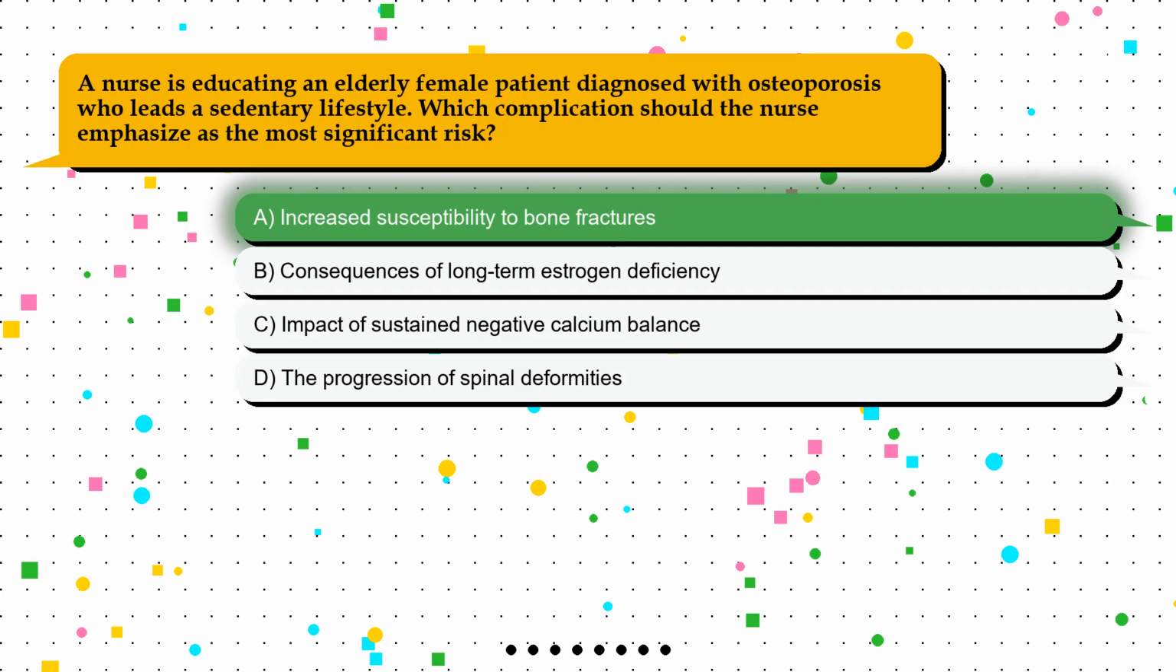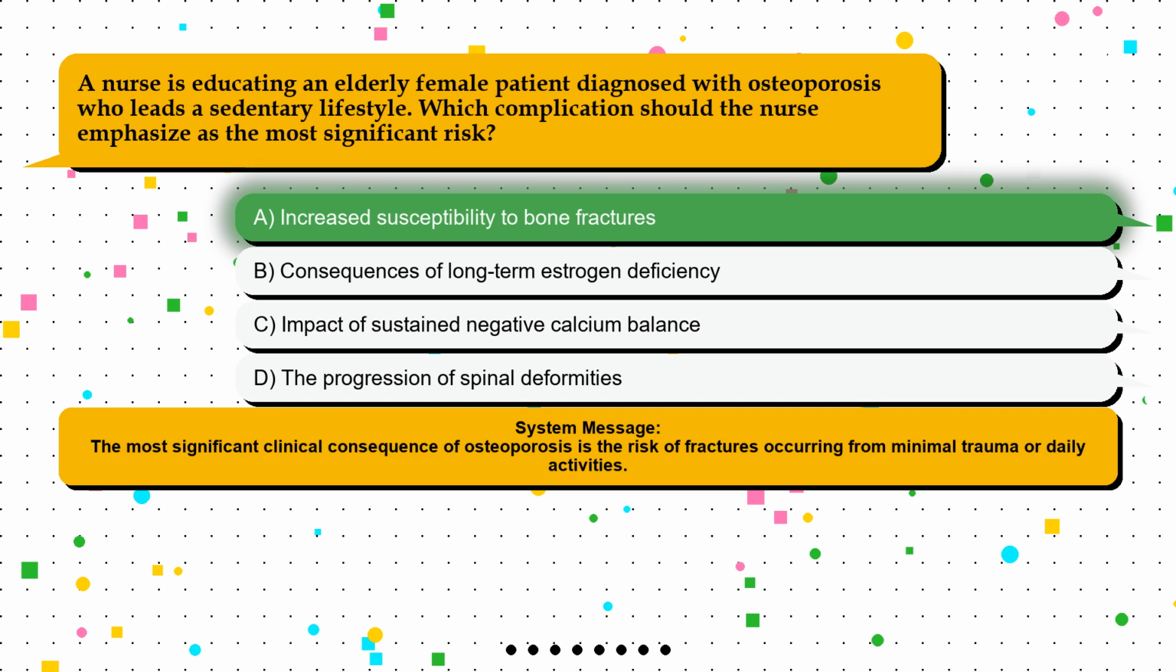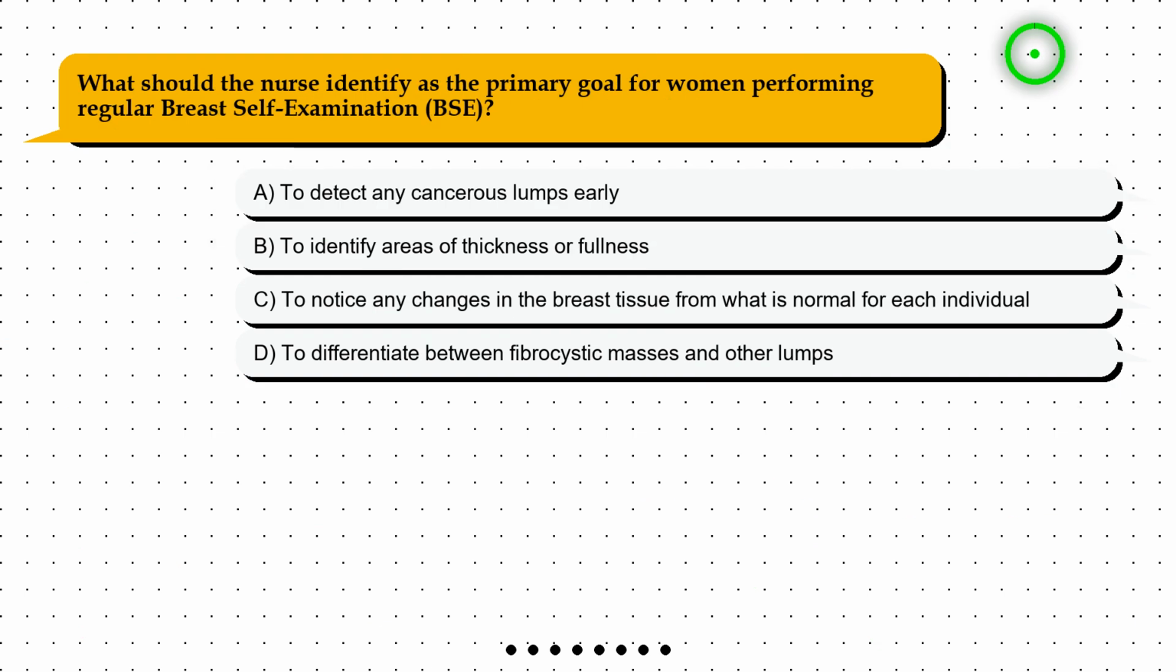The correct answer is option A, increased susceptibility to bone fractures. The most significant clinical consequence of osteoporosis is the risk of fractures occurring from minimal trauma or daily activities. Question 7. What should the nurse identify as the primary goal for women performing regular breast self-examination, BSE?